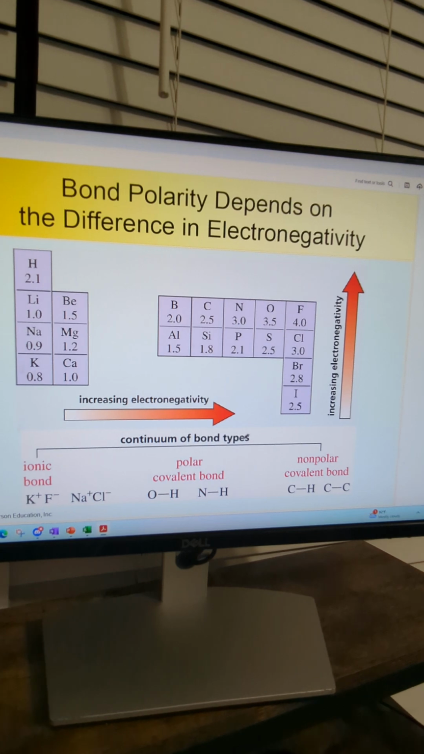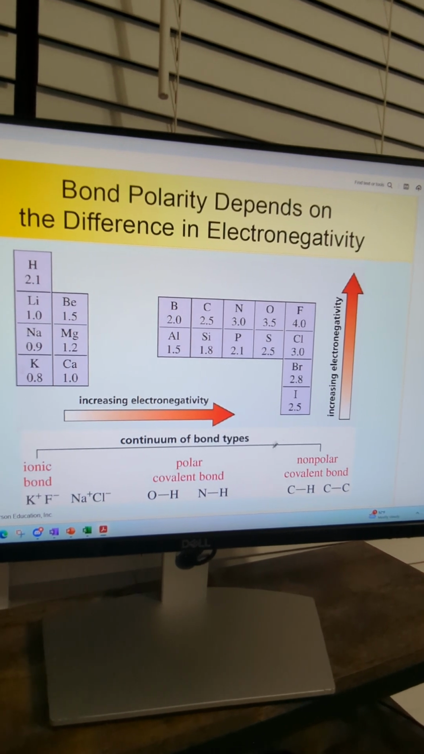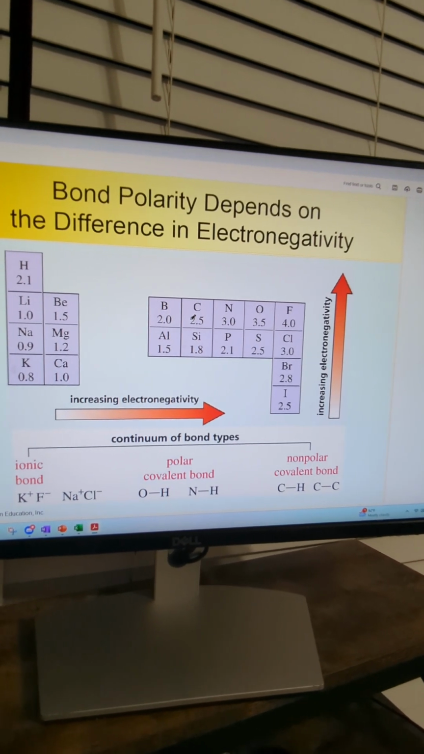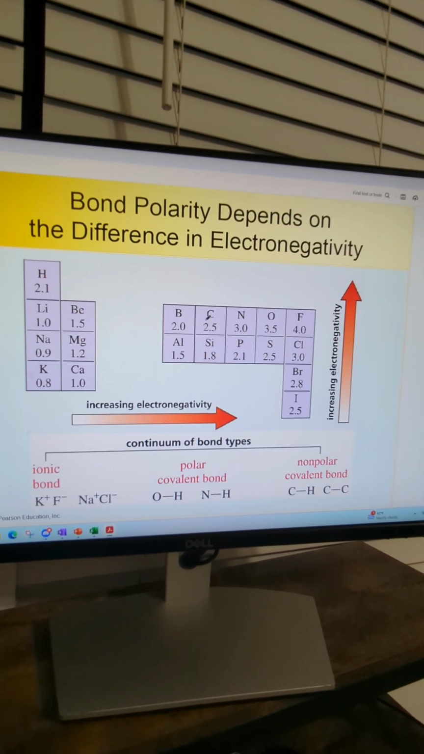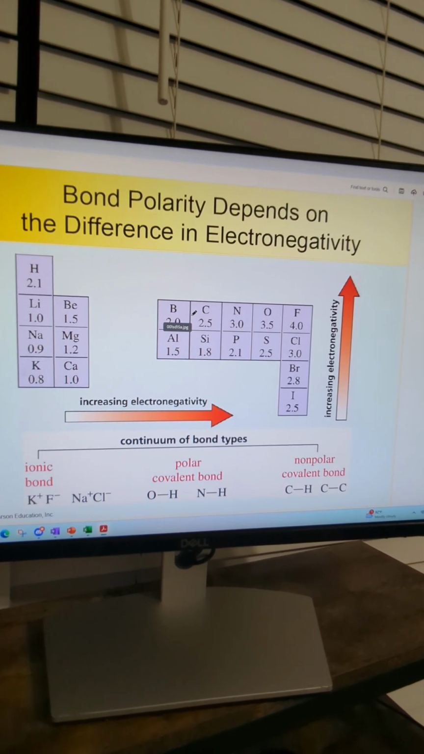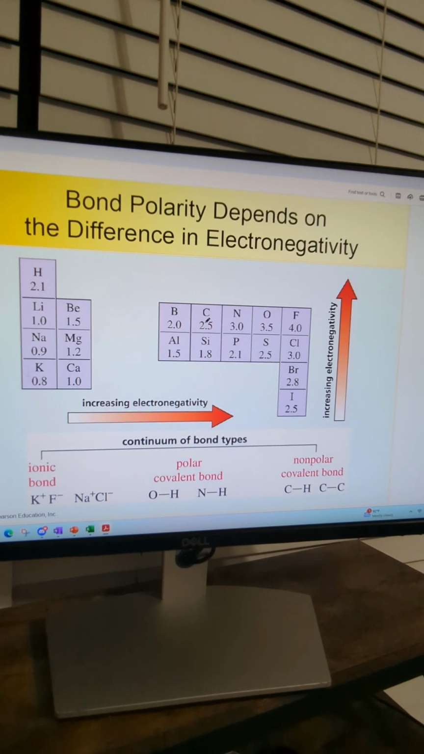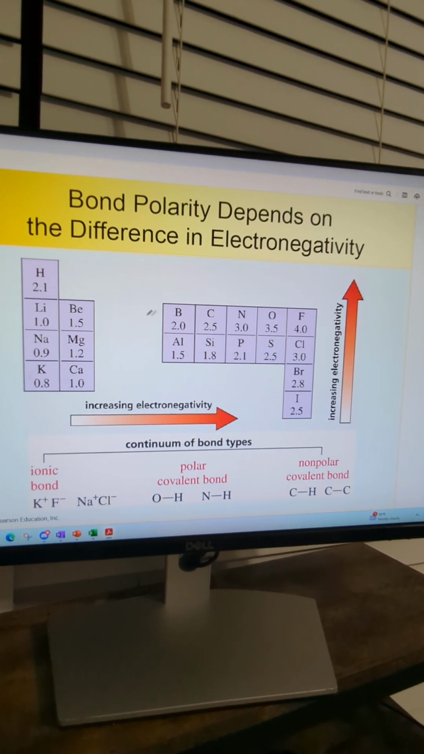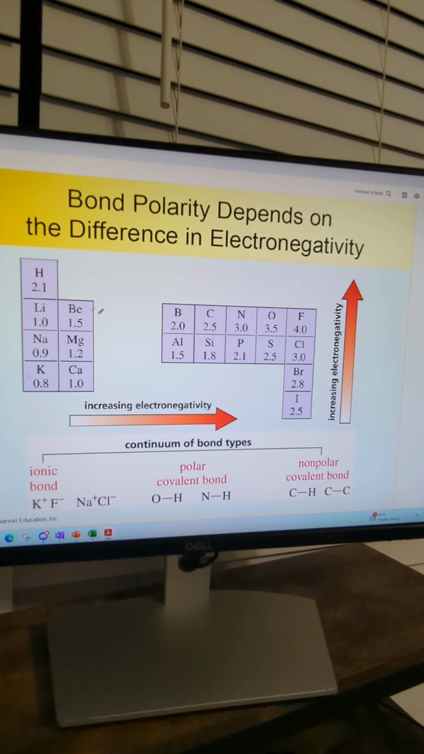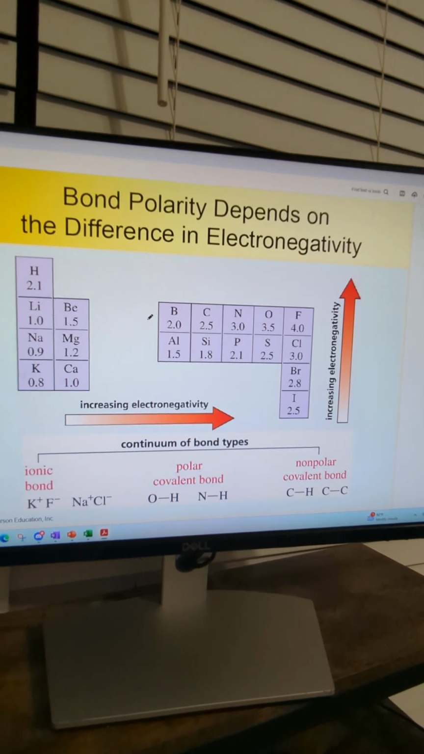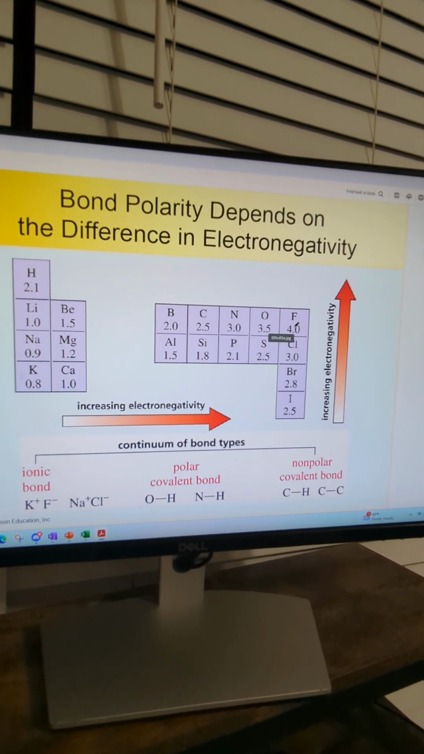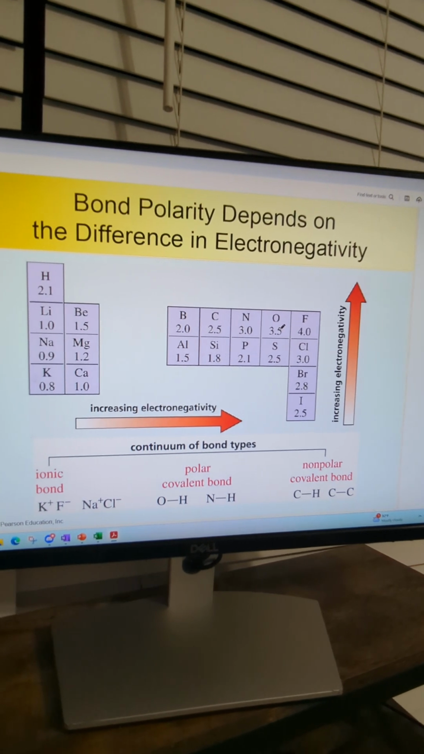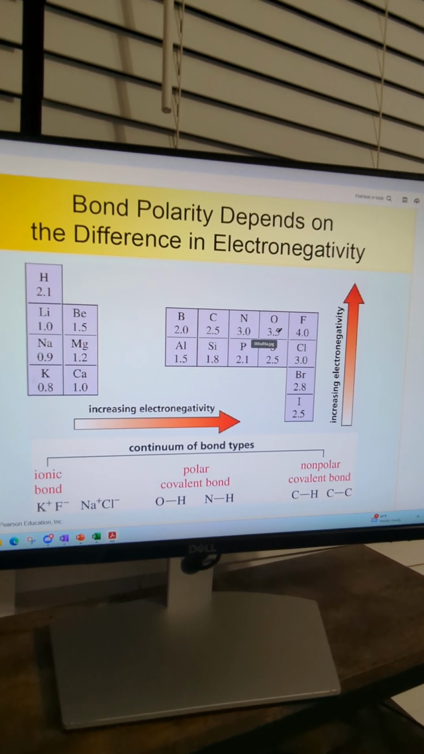For the non-polar covalent bond, you see carbon is right in the center, so it will only share electrons. It will not form an ionic bond. It forms a non-polar covalent bond because it's right in the center. With hydrogen, lithium, beryllium, boron, it can act as partial negative, and with nitrogen, oxygen, fluorine, it can act as partial positive. That way, it is considered a non-polar covalent bond.